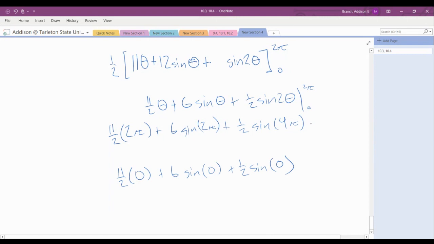All right, if we solve these, on our top one, this 11 halves times 2 pi can cancel to just 11 pi. And then sine of 2 pi goes to 0, and sine of 4 pi also goes to 0. So we get 11 pi. And then over here, 11 halves times 0 is gone, 6 times sine of 0 is gone, and sine of 0 is gone. So therefore, our final answer is 11 pi.